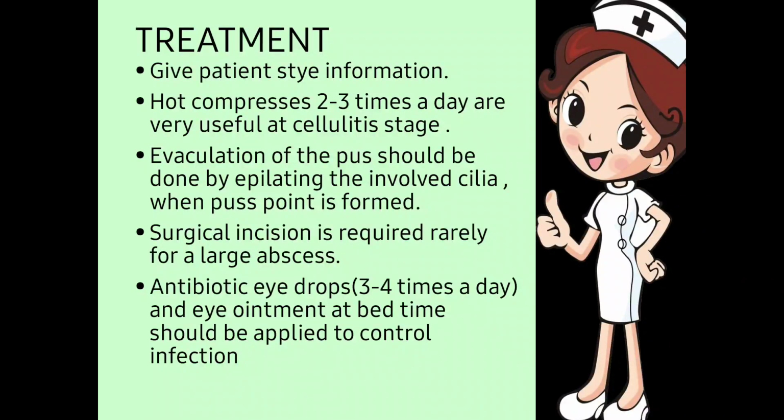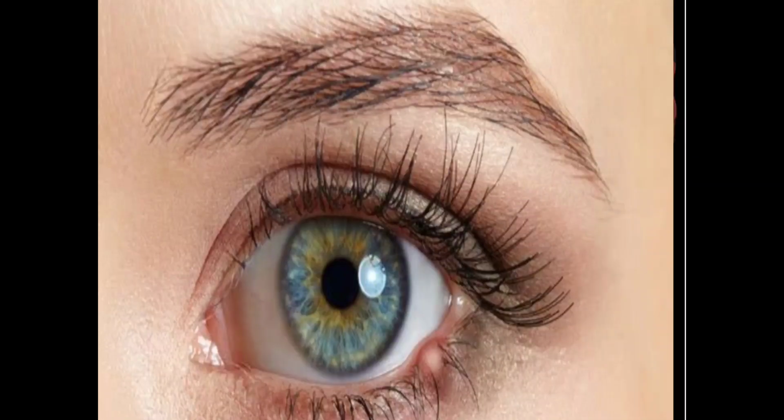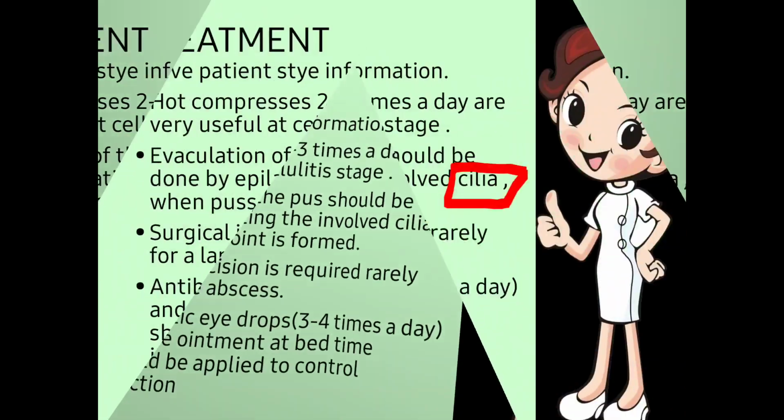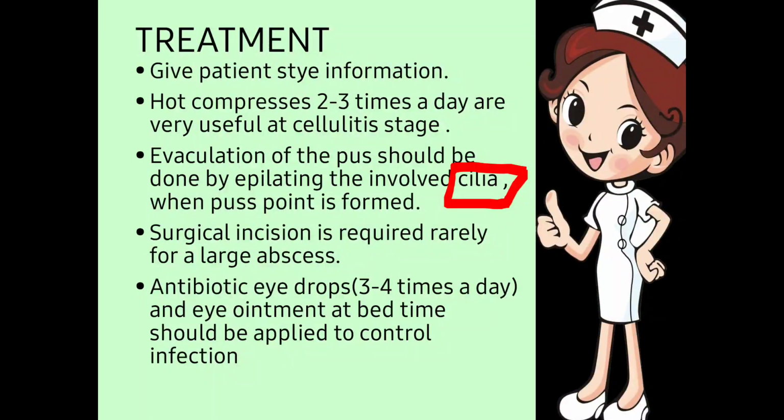Next one, evacuation of the pus should be done by epilating the involved cilia when the pus point is formed. So when the pus point is formed, we will epilate. We will take out the epilating instrument or the forceps. Then we will epilate or remove the cilia. Cilia means the hair. The hair at which there is a point, I have already shown you. This hair is involved, so we will remove this hair, then the pus comes out. Next one, surgical incision is required rarely for a large abscess. If the swelling is very large, then surgical incision may be required.